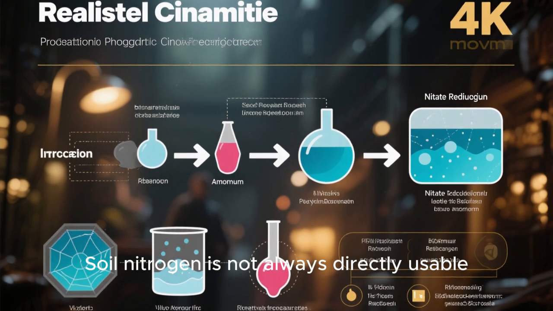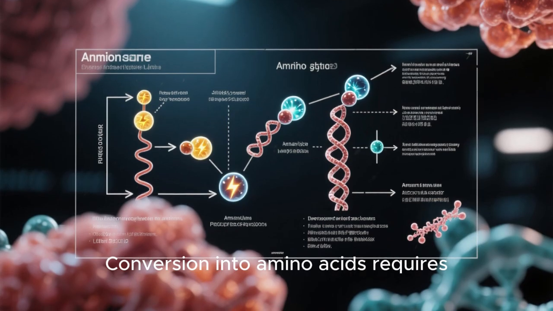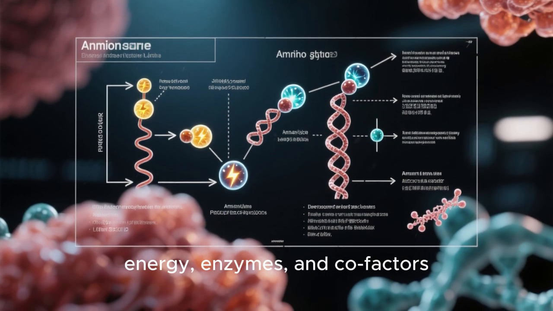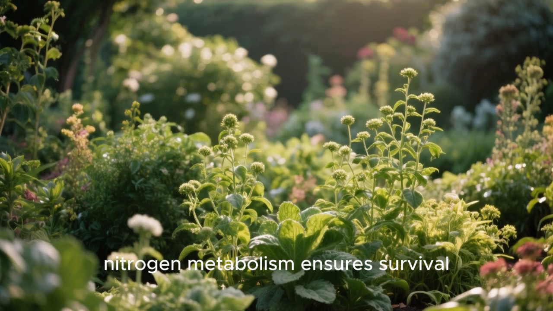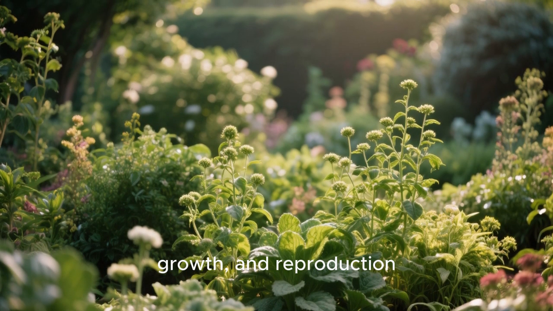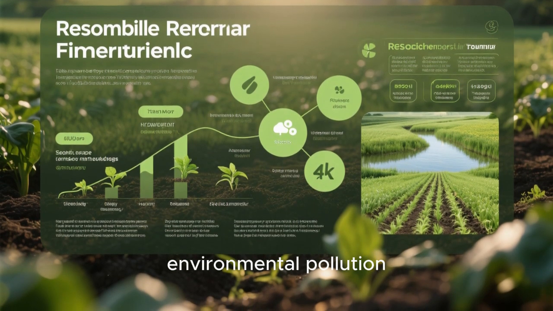Soil nitrogen is not always directly usable. Nitrate must be reduced to ammonium. Conversion into amino acids requires energy, enzymes, and cofactors. Efficient nitrogen metabolism ensures survival, growth, and reproduction. It also informs fertilizer use and helps prevent environmental pollution.